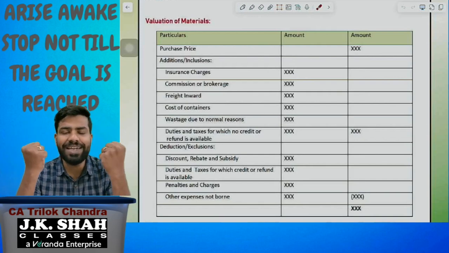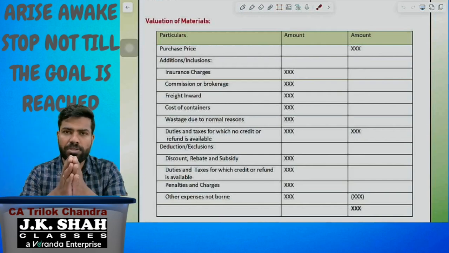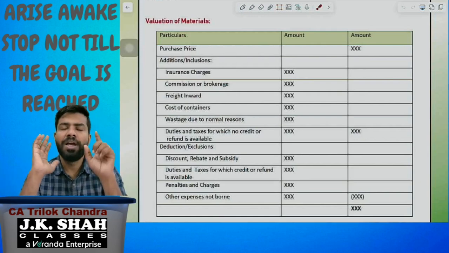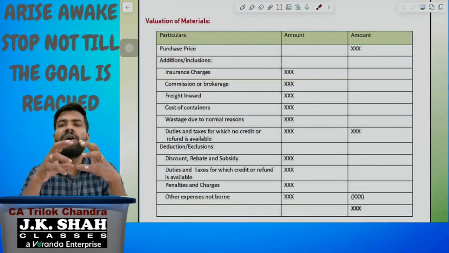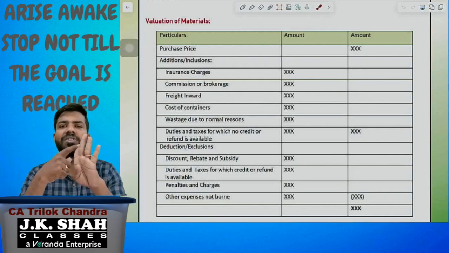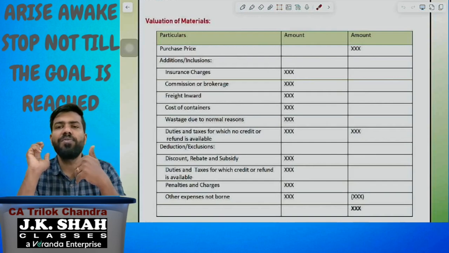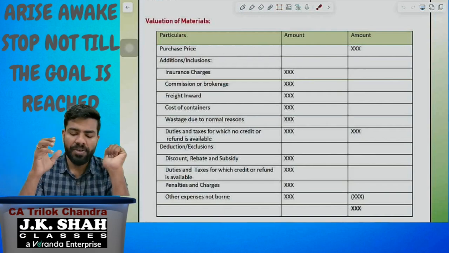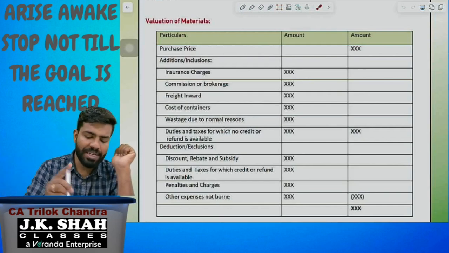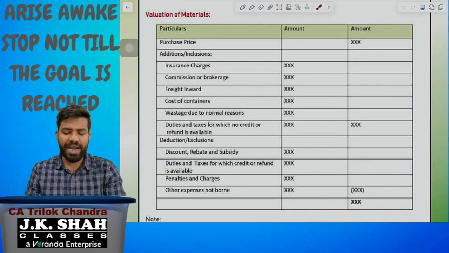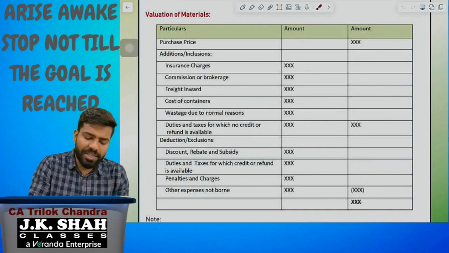We need to understand what costs need to be considered while taking the material cost. I already told you the costs associated with material are four elements: purchase cost, ordering cost, carrying cost, and stock out cost. Here we are going to see the classification of all these cost elements. If you look at this table, from this table we can understand what is to be included in the material cost.